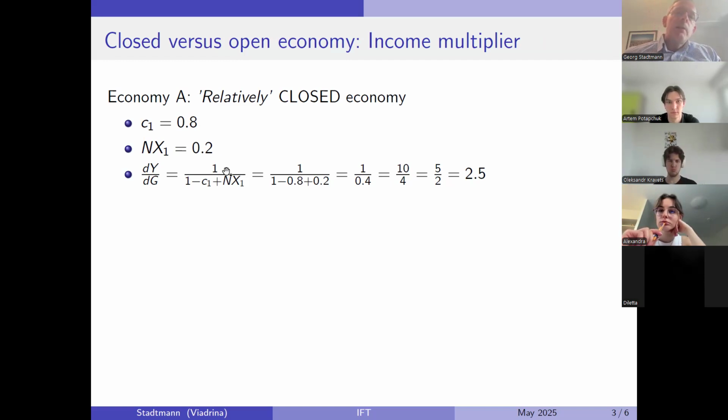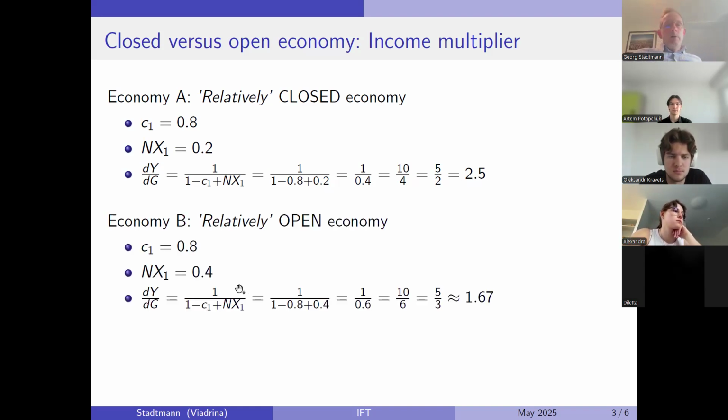So in a relatively closed economy, nx1 is equal to 0.2. And there, the multiplier in the end takes the value of 2.5. So when the government increases government spending by 1 unit, GDP increases by 2.5 units. How does economy B look like?